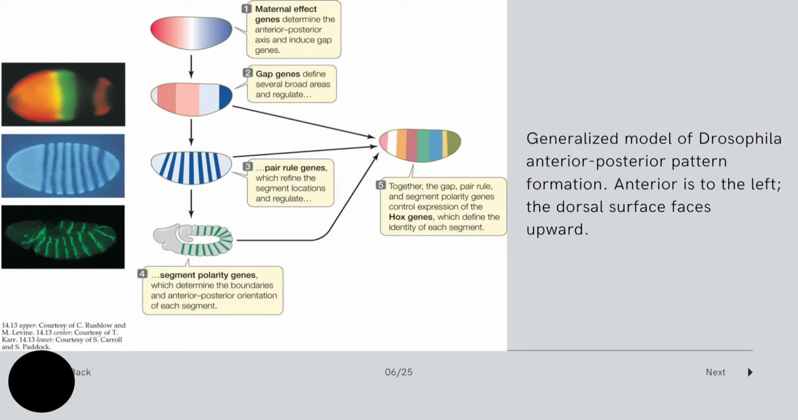This is a generalized model of Drosophila anterior-posterior pattern formation. Here, the picture numbered 1 shows the maternal effect genes, which can be considered the master controlling genes. They control the zygotic genes, of which the first is the gap gene, and the next is the pair rule genes, followed by the segment polarity genes. The protein products of these gap genes, pair rule genes, and segment polarity genes together control the homeotic selector gene.